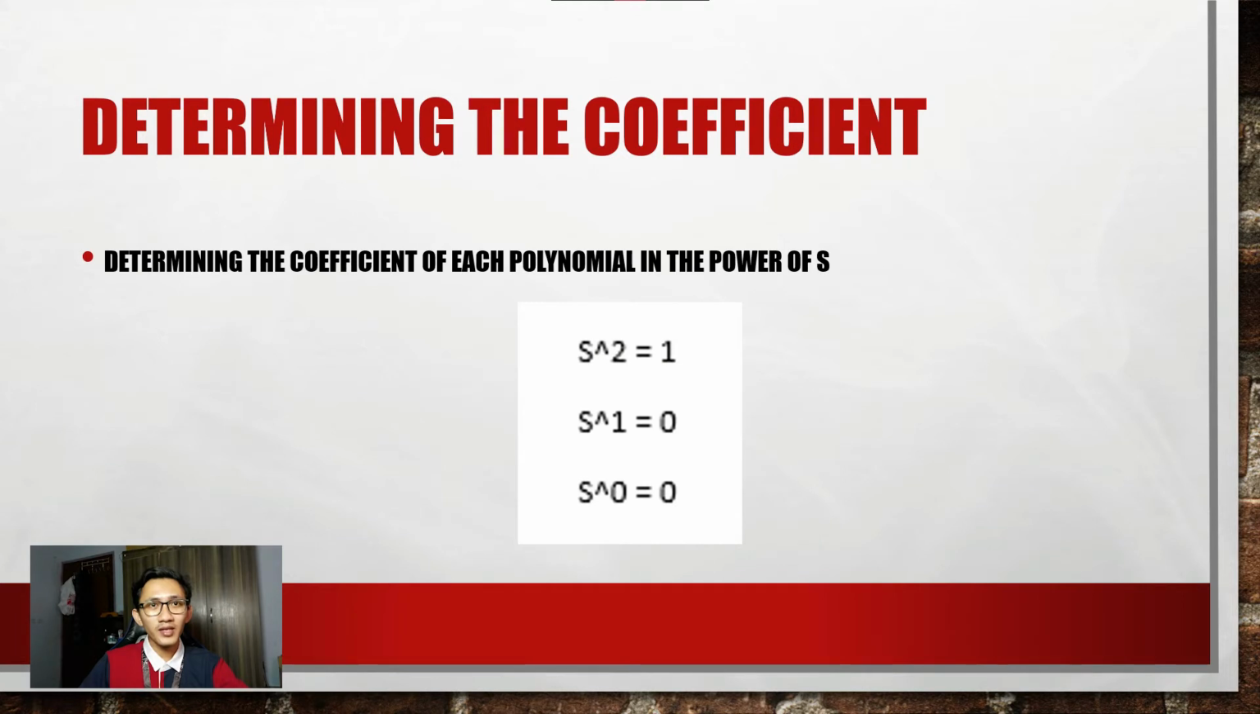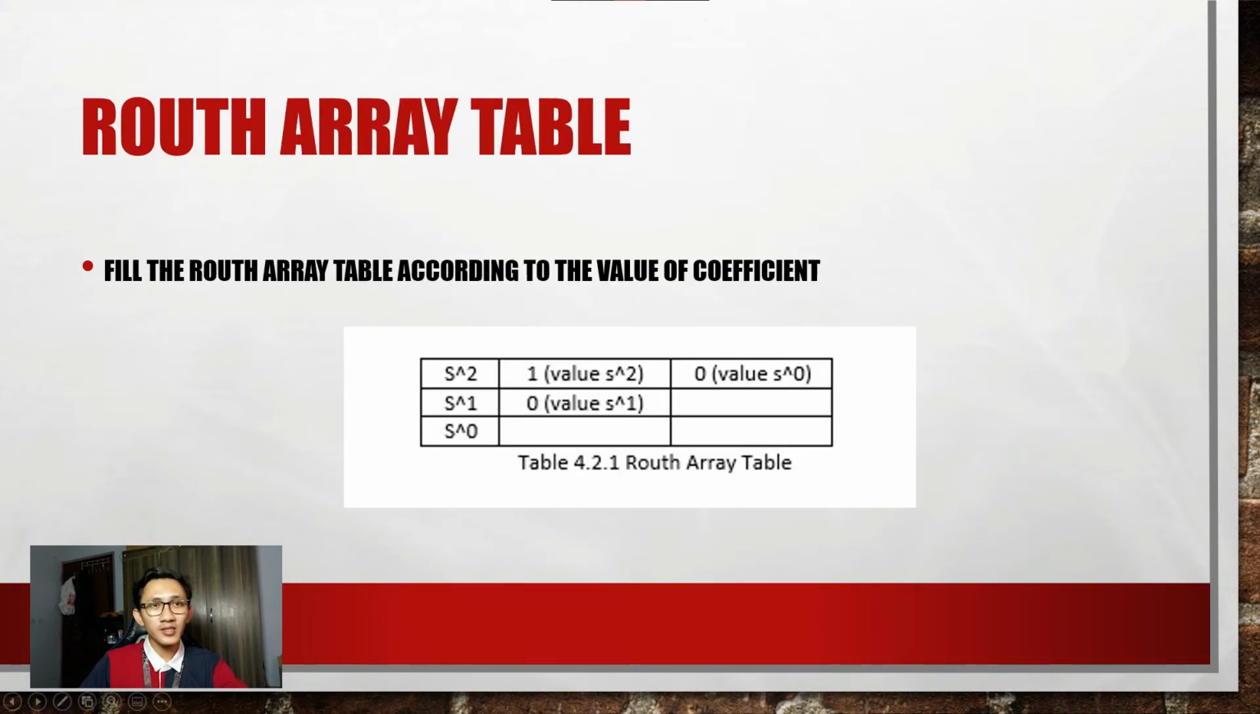Step 2. Determining the coefficient. In this step, we need to determine the coefficient. From the equation, we have s to the power of 2 equal to 1, s to the power of 1 equal to 0, and s to the power of 0 equal to 0. Step 3. Filling the Routh array table. We will fill the Routh array table according to the coefficients as shown in Table 4.2.1.